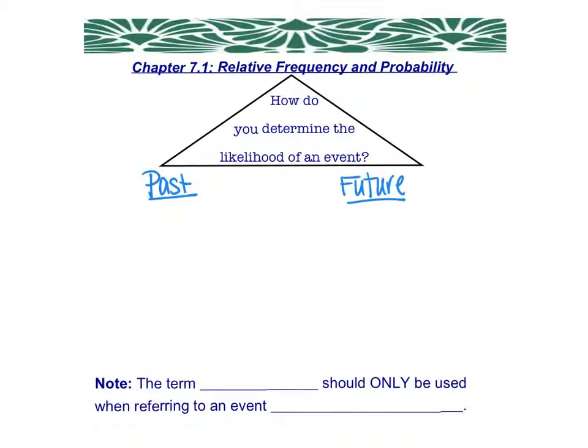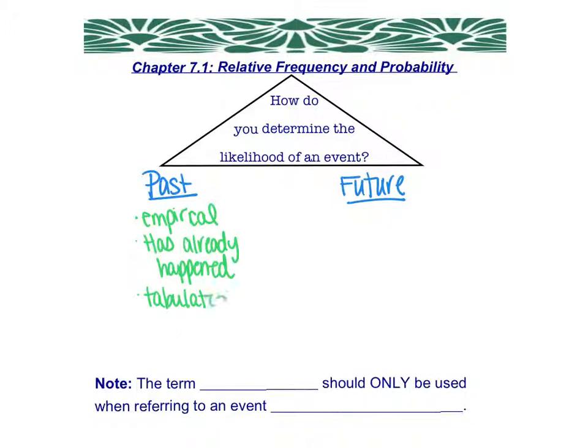Events that have happened in the past come from empirical data. It's something that has already happened, and it's tabulated from past data. A simulation, which we will discuss in section 7.4.